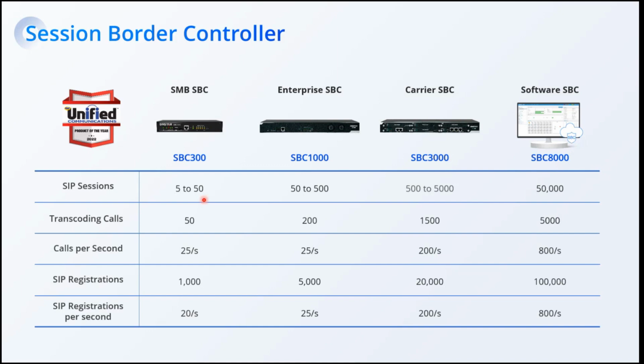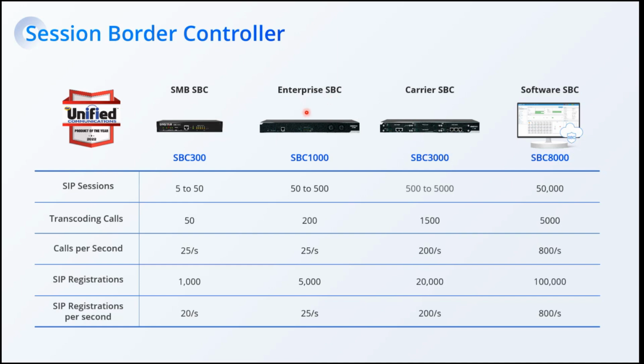Here we list out our main product line for SBC. As I mentioned just now, we have small size, medium size, large size, or even software-based SBC. For small or medium enterprise customers with only a few SIP trunks or SIP users, you may consider trying the SBC 300. It is a small size and easy to configure.